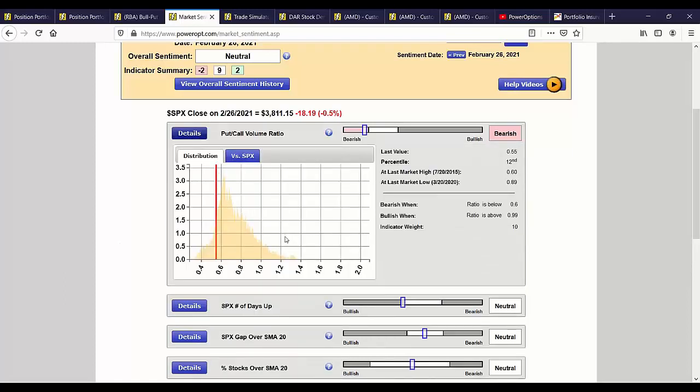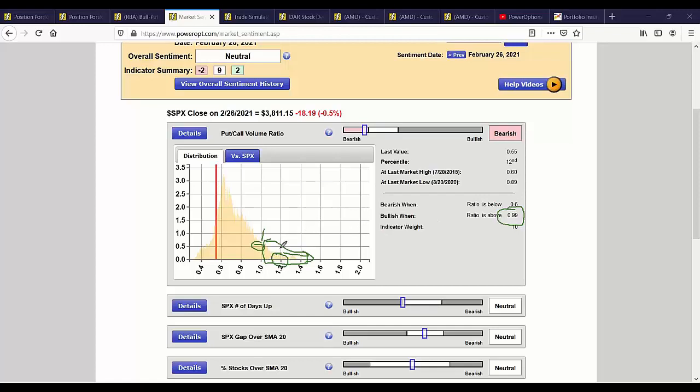This is the occurrences of when, in this case, the put-call volume ratio has hit these levels. And so as you can see, if the put-call volume ratio ever goes up to 1.2, it very rarely goes beyond that. And actually, if it ever gets up to about 1, it very rarely goes beyond that. So this triggers bullish when it gets to 0.99, almost when it gets to 1, because only small percentages of the time does it ever go higher than that.